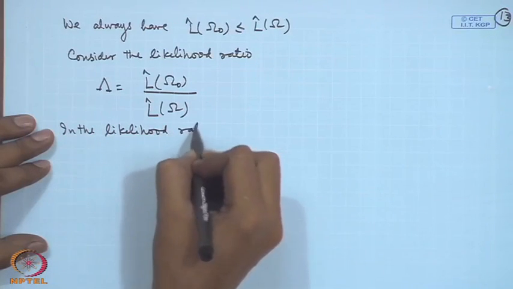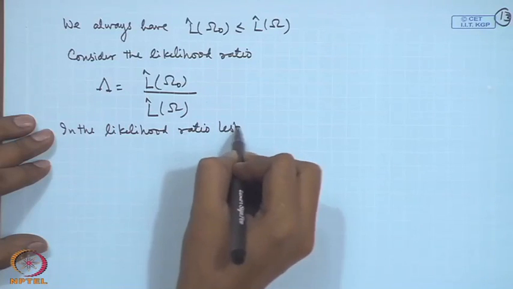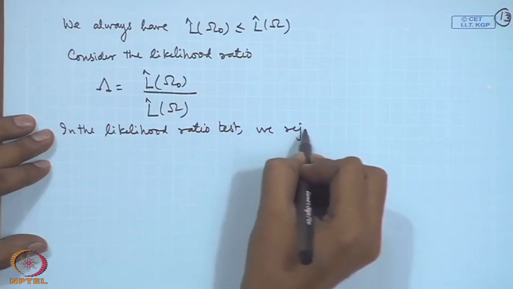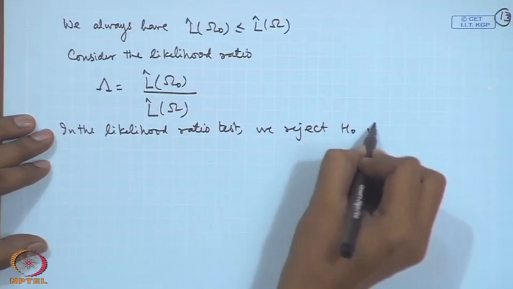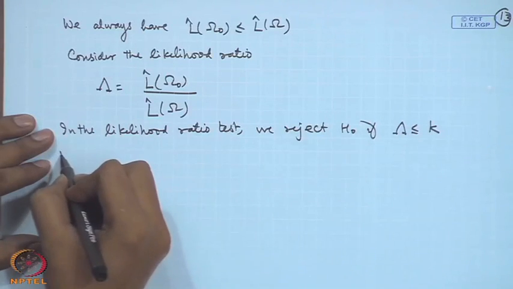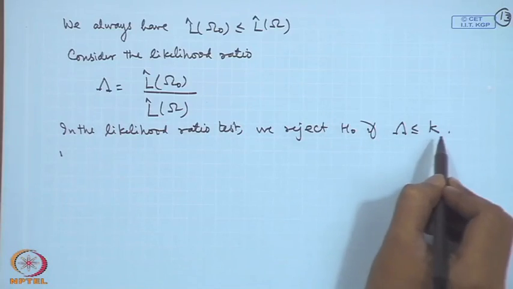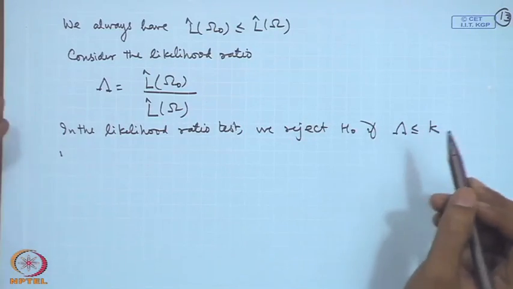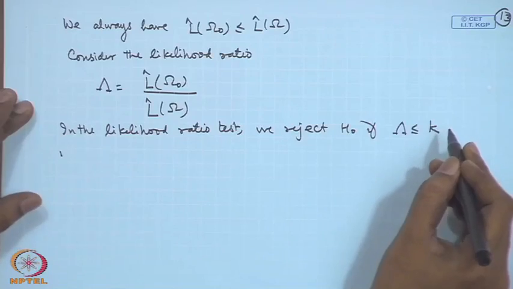in the likelihood ratio test. We reject H naught if lambda is less than or equal to some k. Now, once again the question about the choice of k comes, and therefore, we can choose k to fix the size. We may actually look at what is the probability of rejection. So, that is known as the significance testing.